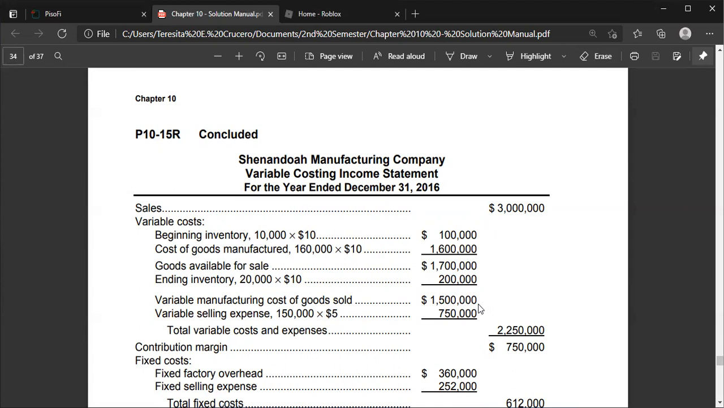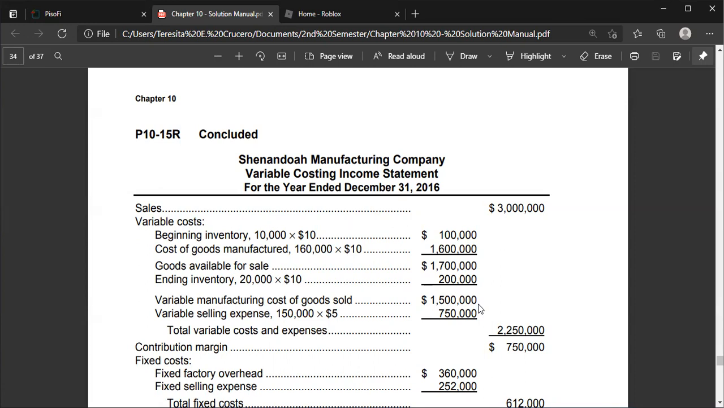200,000, the variable manufacturing cost of goods sold. And we have now your variable selling expense at 5 based on the number of units sold. So we have 757,000. We now get 2,250,000. That's your total variable cost and expenses.